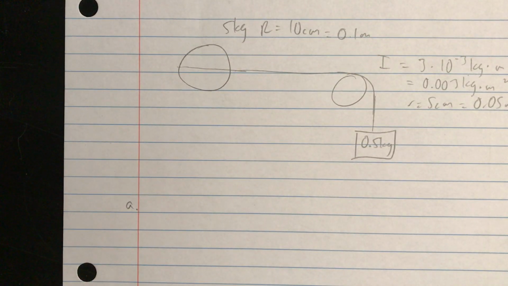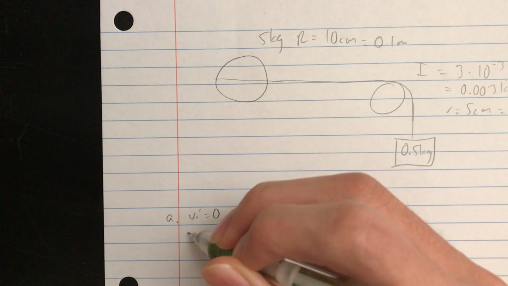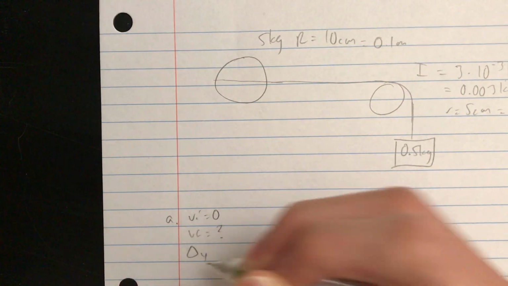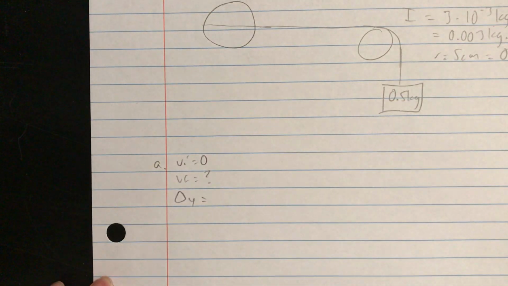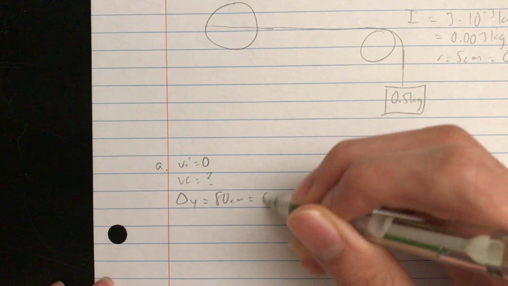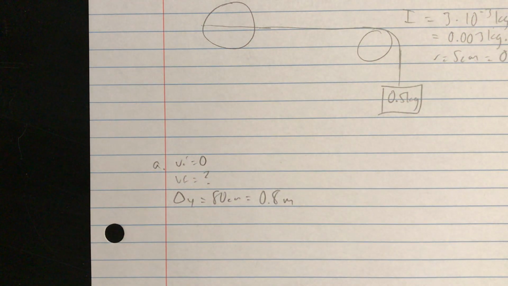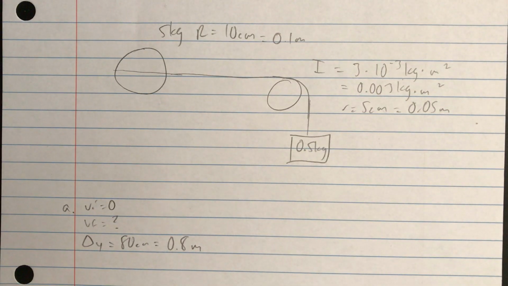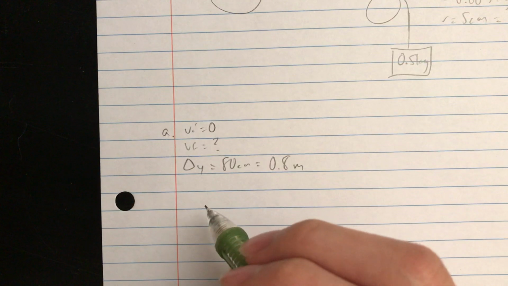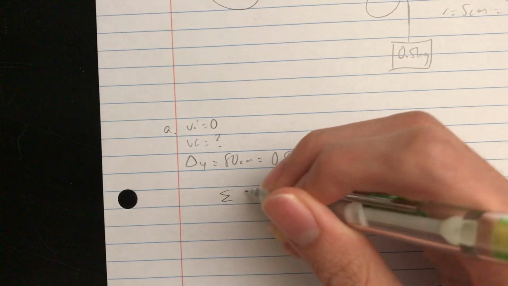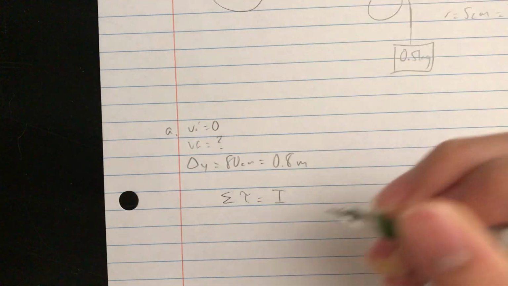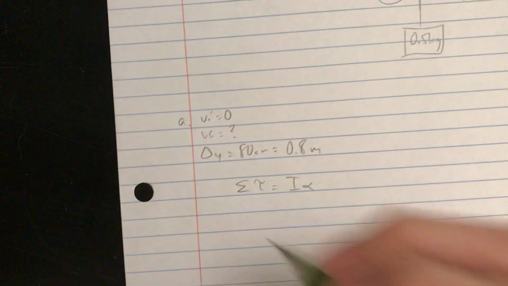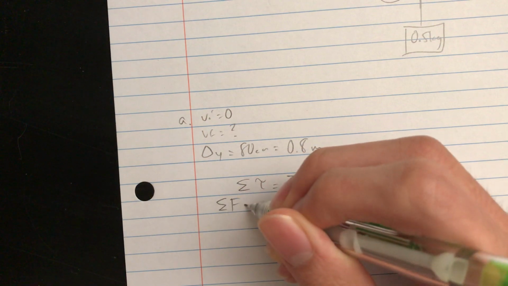Part A asks, what is the speed of the object when it has fallen 80 centimeters after being released from rest? Based on that, we know Vi equals 0. We're supposed to find Vf, and we know the change in position is 80 centimeters, or 0.8 meters. The first thing we do is find the acceleration of the block by finding the torque of the pulley. Net torque equals moment of inertia times angular acceleration. Net torque equals net force times moment arm.